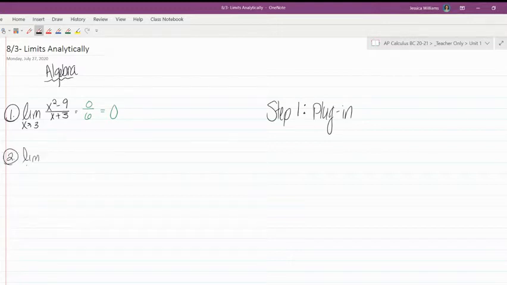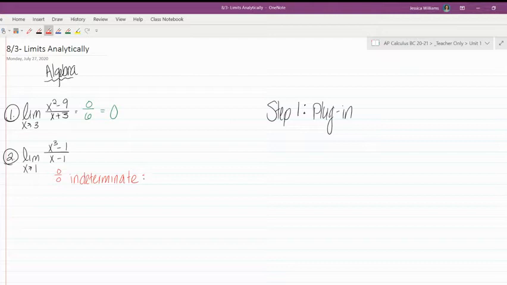Similar, but different. Let's go to 1 for this guy. Now if I plug in 1 to the numerator, 1 cubed minus 1 is 0, 1 minus 1 is also 0. This is something called an indeterminate form. 0 divided by 0 is indeterminate. There are 7 indeterminate forms. This is the first of 7.